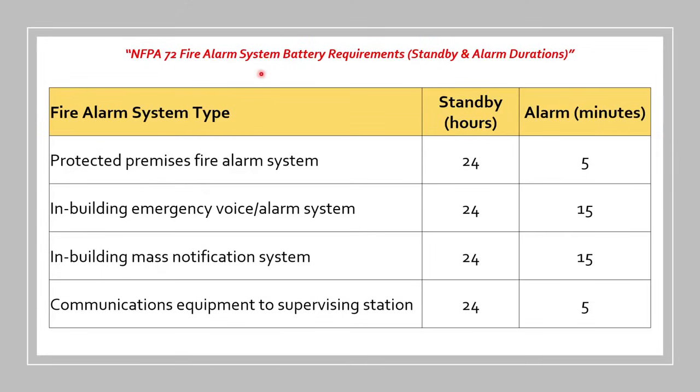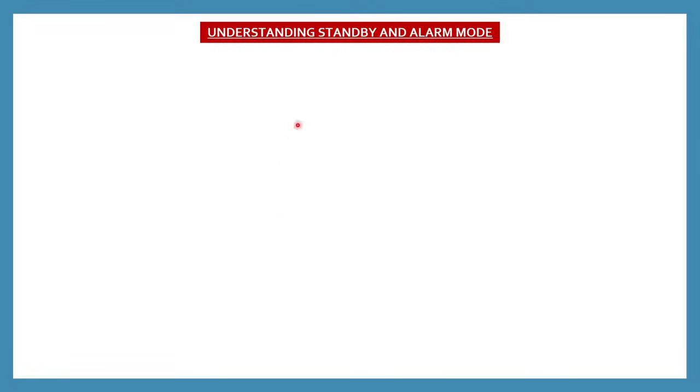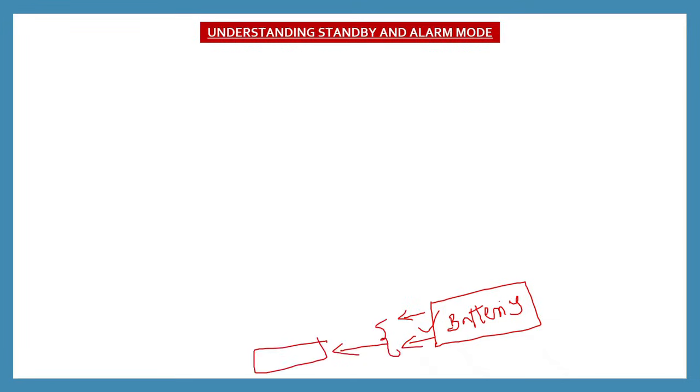As per NFPA 72, the battery requirements for any fire alarm system depend upon the standby time duration and alarm time duration. I am going to explain standby and alarm modes in the next slide. Let us try to understand standby and alarm mode conditions before we perform the battery calculations. So now you have a secondary power supply in the form of batteries. In order to select the battery size, you need to know the standby current and alarm current. This can be taken from the manufacturer data sheet.